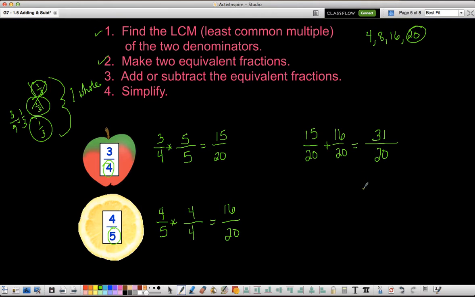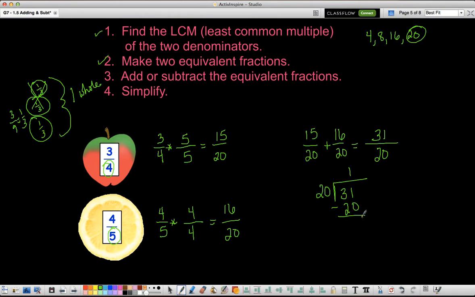So I have 31/20ths. Well, I know that I cannot leave it like this because it's an improper fraction. And remember, changing it from an improper fraction to a mixed number is not part of simplifying. So what this means is I have 31 pieces and 20 make a full group. So I'm doing my long division, so I know the divisor goes on the outside and the dividend goes on the inside. And 20 goes into 31 once.